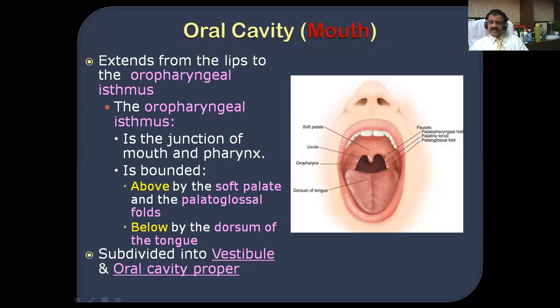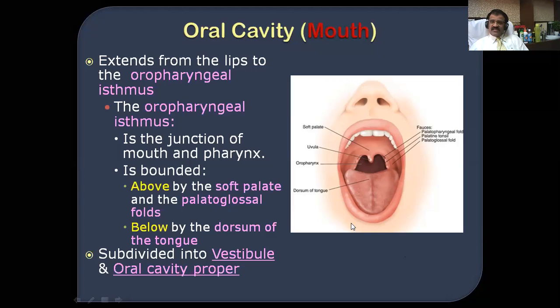So here you can see this hole. This is the junction, the oropharyngeal isthmus. It is bounded above by the soft palate and the palatoglossal fold. Palatoglossal fold means palate to the tongue, so it is called palatoglossal folds. And below by the dorsum of the tongue. This dorsum of the tongue means the upper surface of the tongue.